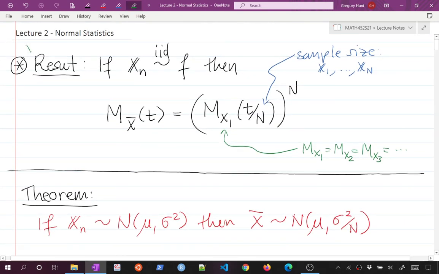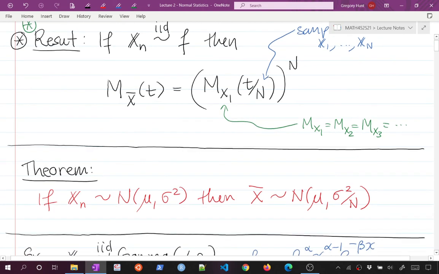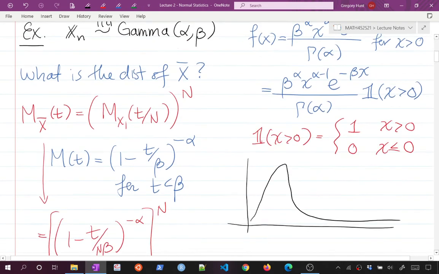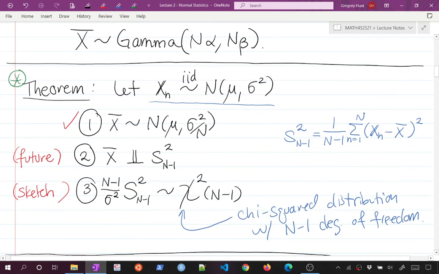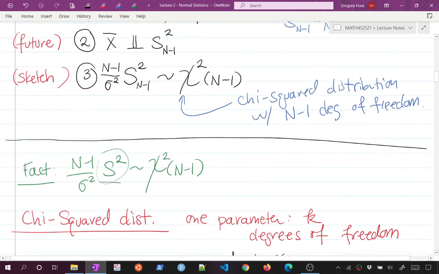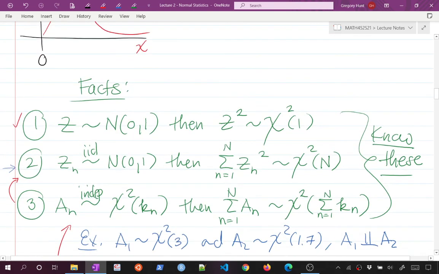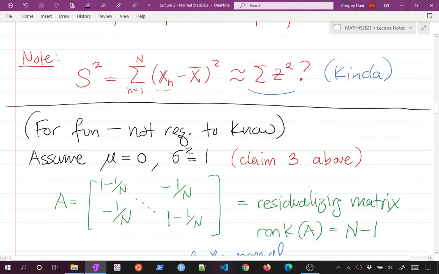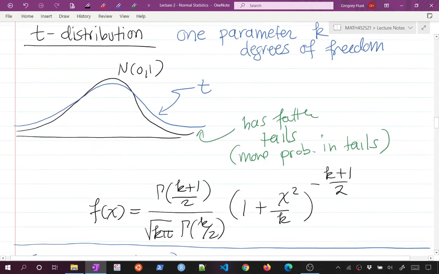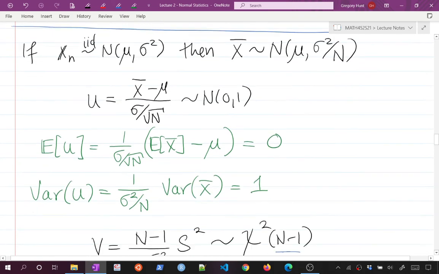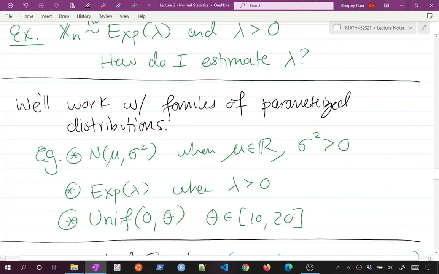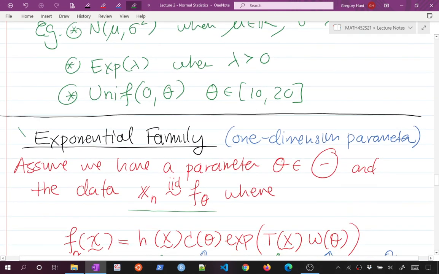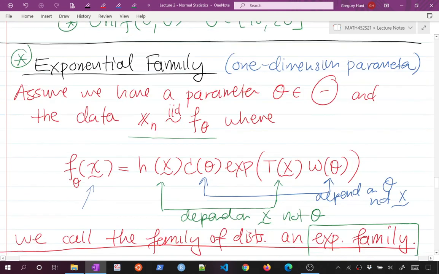So let's know that result. Definitely know this theorem, where we talked about the properties of x bar and s squared for normal samples. Definitely know these facts about chi-squares. You don't really need to memorize much about t's. They might come up. They're not that important. And definitely memorize the definition of an exponential family. That will come up.